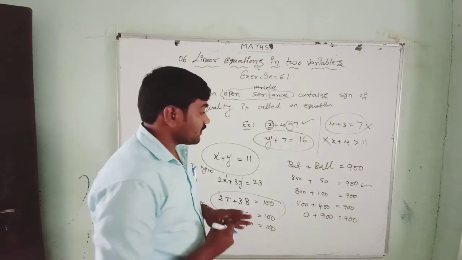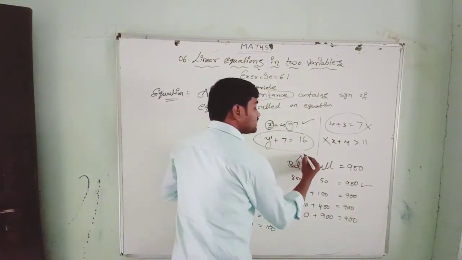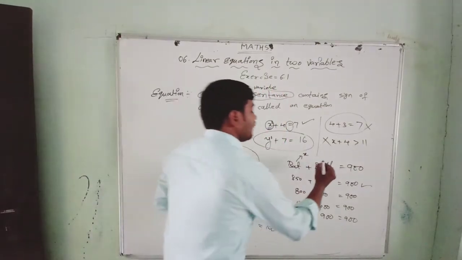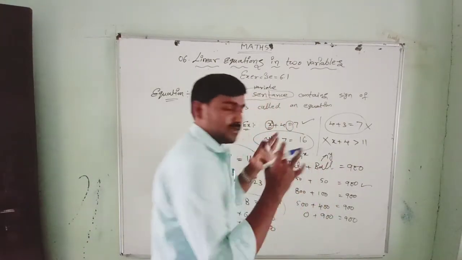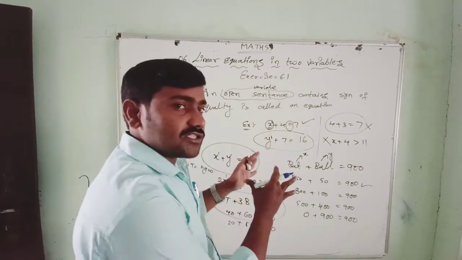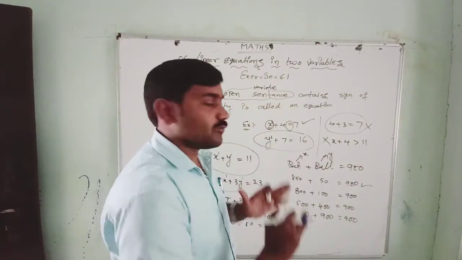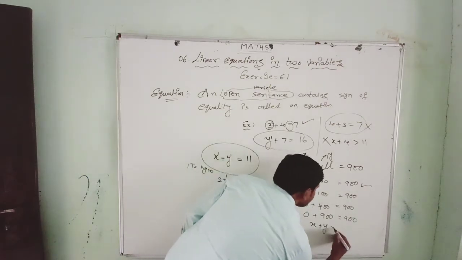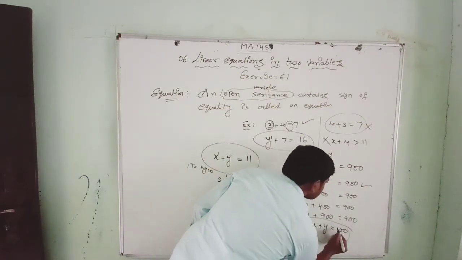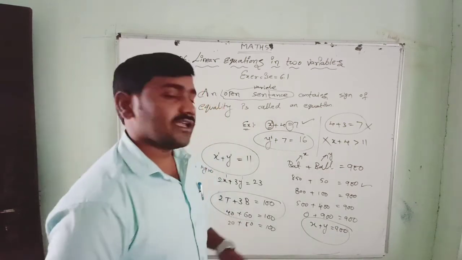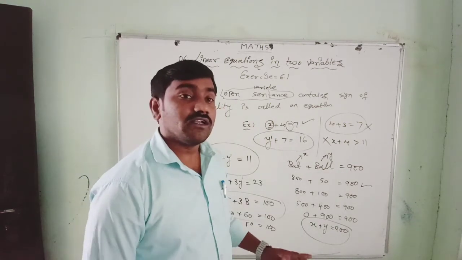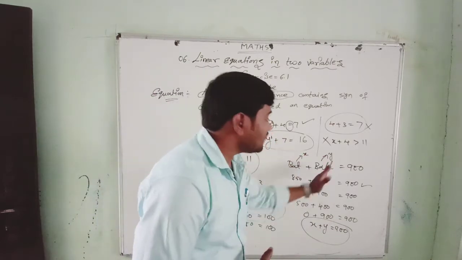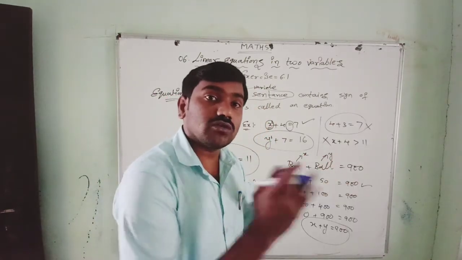See, here suppose the cost of the bat is x rupees and the cost of the ball is y rupees. Then this can be written as x plus y equal to 900. Here x is unknown, that means the cost of the bat is unknown. y is also unknown, that means the cost of the ball is also unknown.